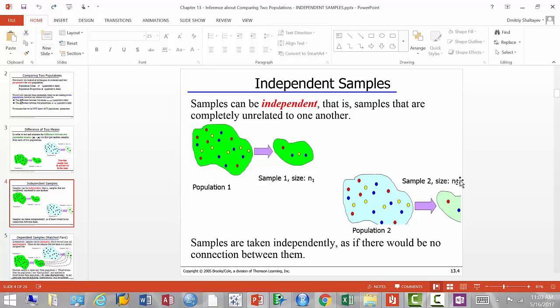What does that mean? I close my eyes. Okay, well, no, not yet. Okay, I pick sample number 1 randomly. Purely randomly, okay? So when I get my sample 1, now I close my eyes, I forget about the existence of sample number 1, and I blindly, also randomly, pick sample number 2.